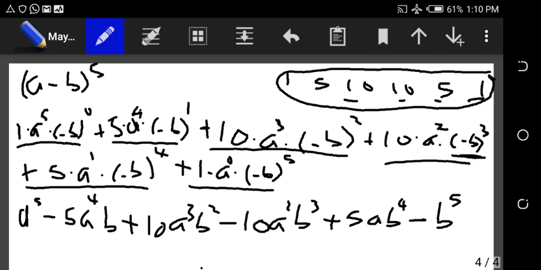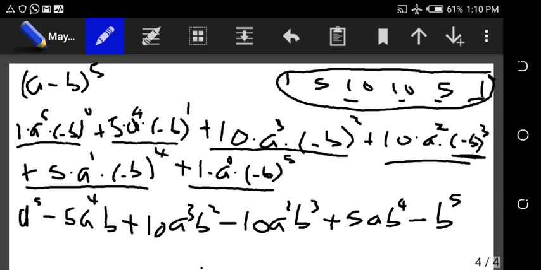Now you might want to go ahead and try it out. Try to expand this using the conventional method, that is your a minus b bracket times a minus b bracket times a minus b bracket, five times, and see how long it's going to take you, and eventually you're going to arrive at this answer.